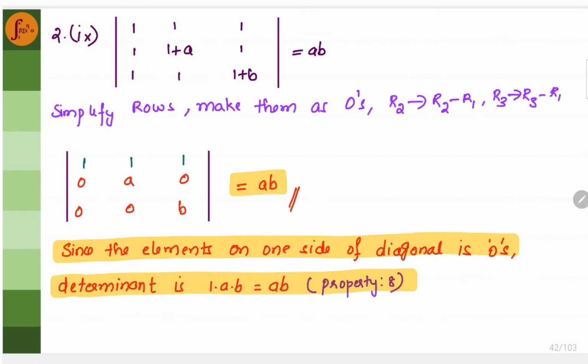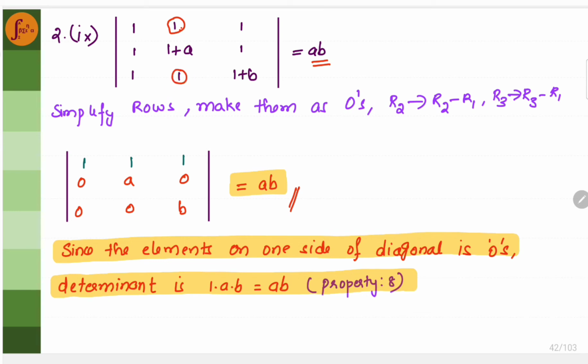Here there is a tricky problem where you'll have to prove that the determinant is a into b. Here it is not 0, but you'll have to prove that the determinant is a into b. So when there is something like this, try to simplify. That is, try to make a few elements zeros. You can choose any element. You can choose this element and try to make it 0. How can you make it 0? By subtracting this row with this particular row.